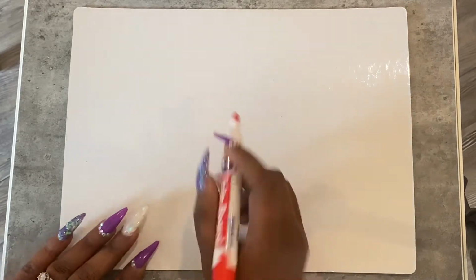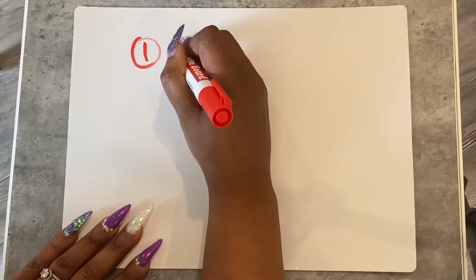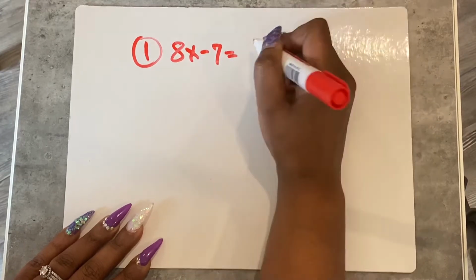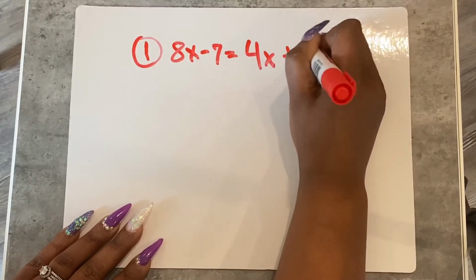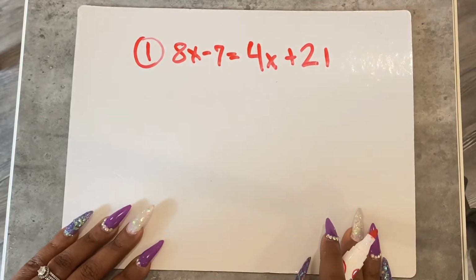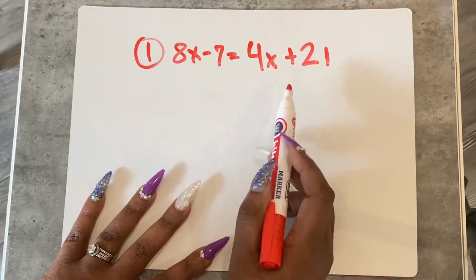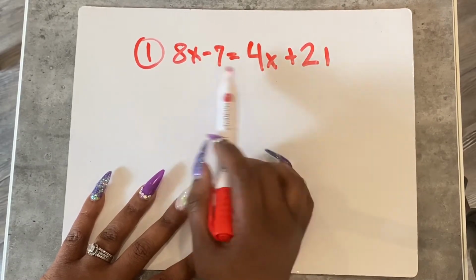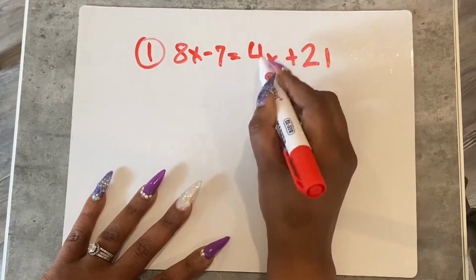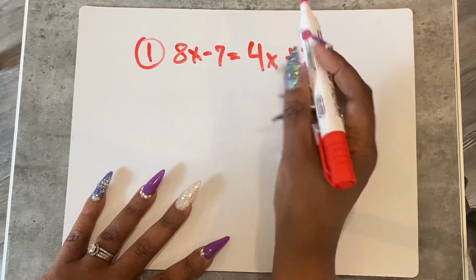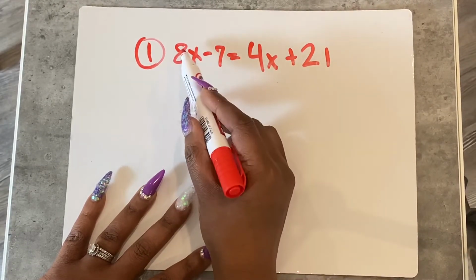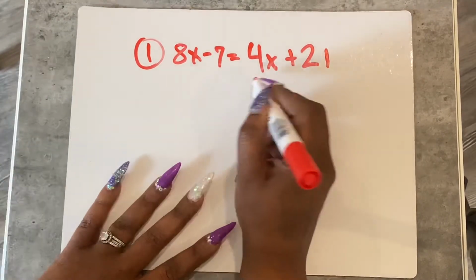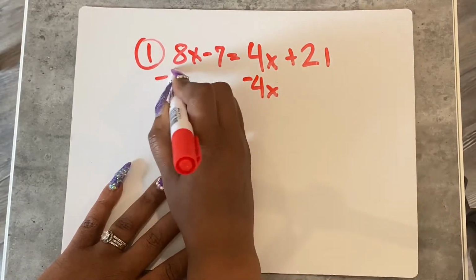So here's the first example. We're going to look at number one. We have 8x minus 7 equals 4x plus 21. The first thing I'm going to do is try to get all my variables on the same side. I'm going to stick with my positive variable. So I'm going to take the lesser variable and move that one, because this one is already positive and this is bigger. I'd rather keep my positive variable. So I'm going to subtract 4x from both sides.